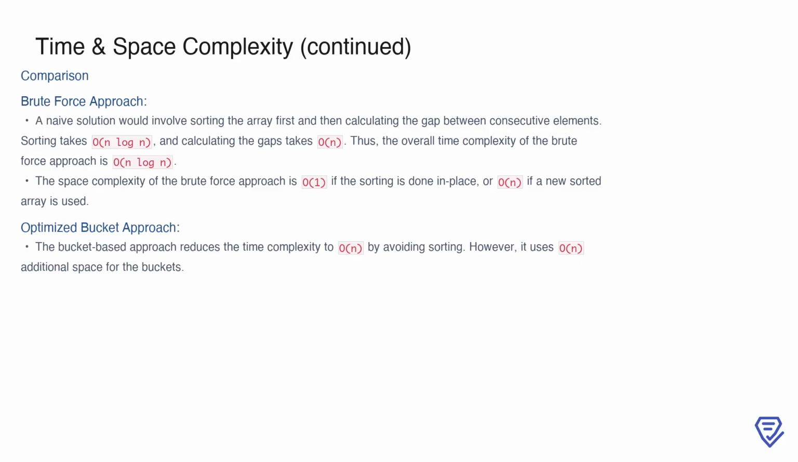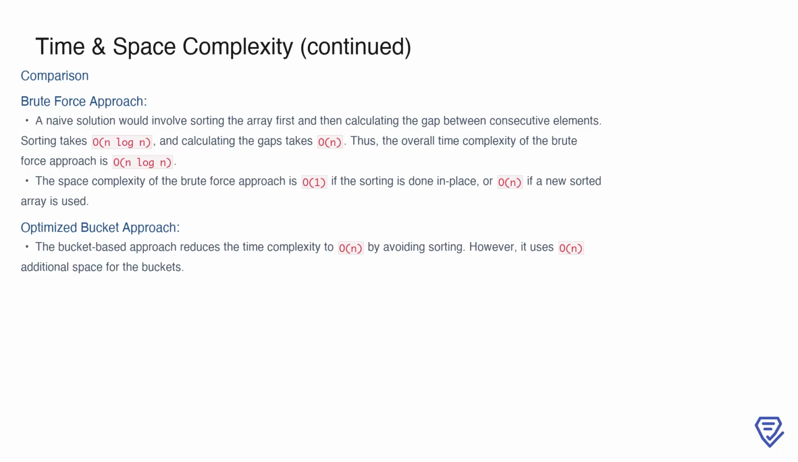Let's compare this bucket-based approach to the brute force approach. A naive way to solve this problem would be to sort the array first and then calculate the gap between consecutive elements. Sorting the array takes O(n log n) time, and calculating the gaps takes O(n) time, so the total time complexity of the brute force approach is O(n log n). In terms of space, the brute force approach uses O(1) space if sorting is performed in place, or O(n) space if a new sorted array is used.